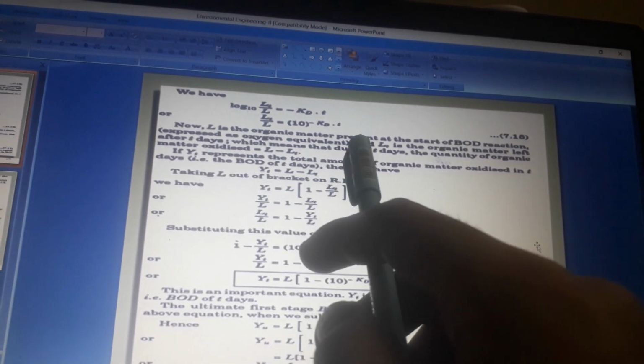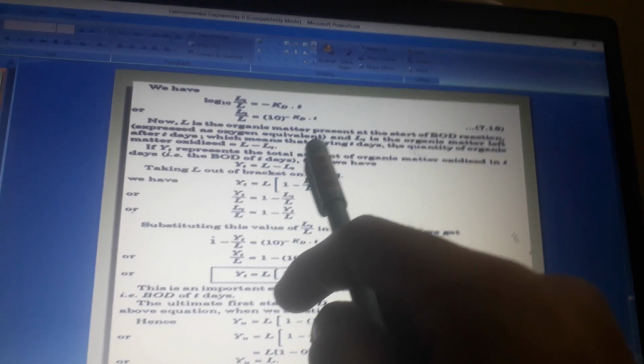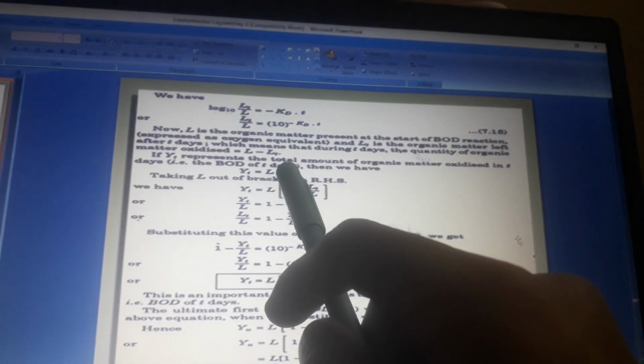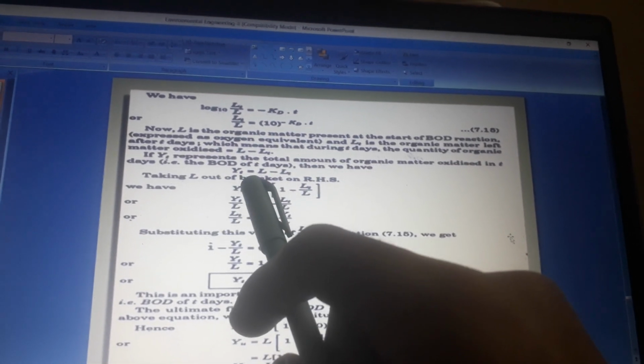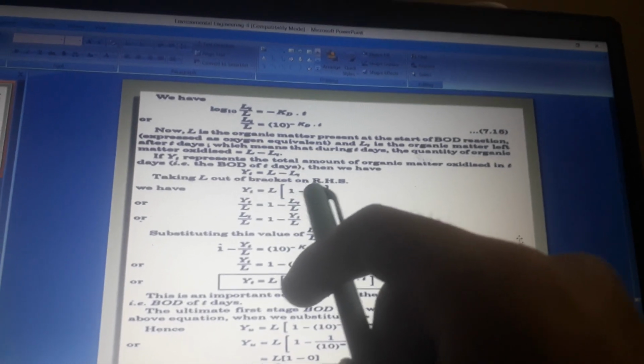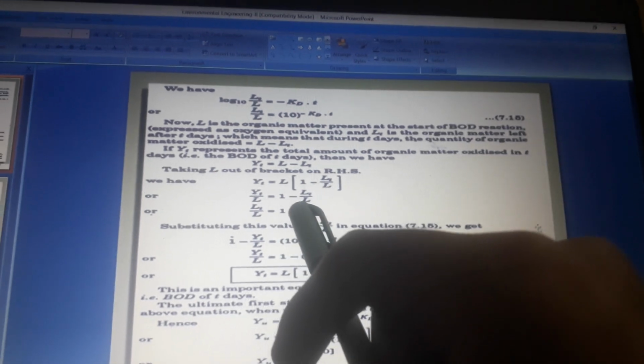Now L is the organic matter present at the start of the BOD reaction expressed as oxygen equivalent, and LT is the organic matter left after T days, which means that during T days the quantity of organic matter oxidized is equal to L minus LT. If YT represents the total amount of organic matter oxidized in T days, that is the BOD of T days, then we have YT is equal to L minus LT. Taking L out of the bracket on the right hand side, we have YT is equal to L into 1 minus LT by L. Then YT by L is equal to 1 minus LT by L, which implies LT by L is equal to 1 minus YT by L.